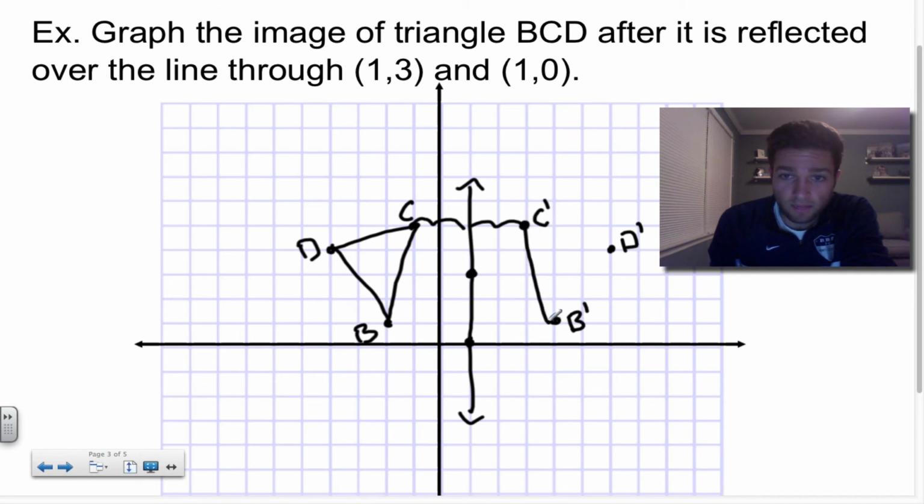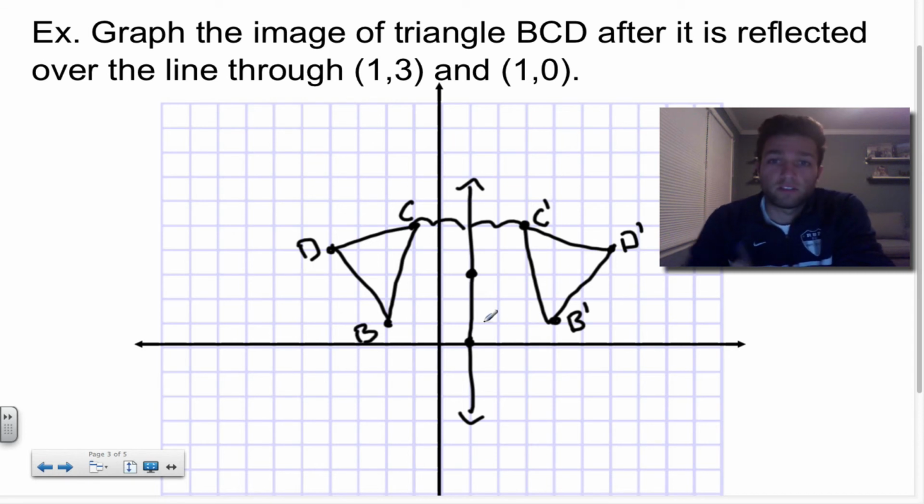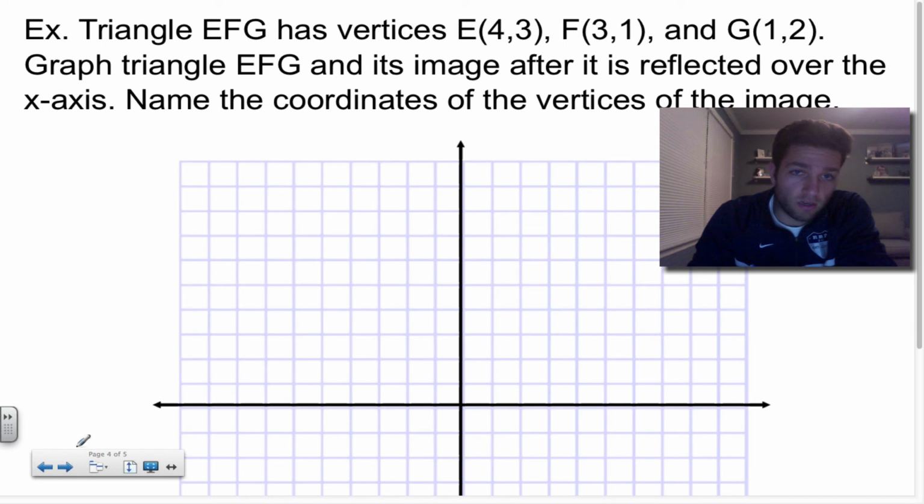If I connect them and form my triangle, I have triangle B prime, C prime, D prime. And it was all reflected over this line that I created through the points that were given to me. So a line of reflection can be any line that's given to you. You just have to sometimes graph your own line through the points. So we'll do one more of those because it's a little more involved.